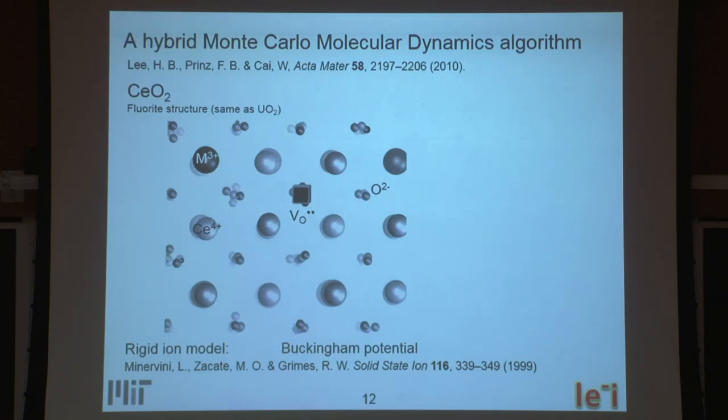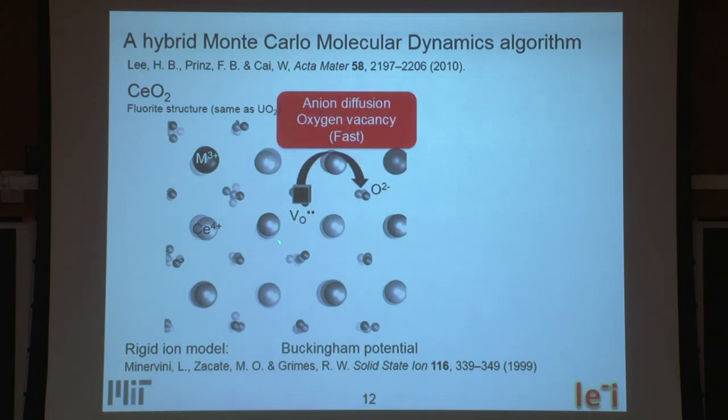So in theory, it's similar to uranium dioxide. They also have several types of defects. The first type is oxygen vacancy. The hop of an oxygen vacancy is equivalent to the move of an oxide ion. So they are the main factor for the oxide ion conductivity. And this reaction takes place at a very, very fast speed, so we can simulate it by molecular dynamics.